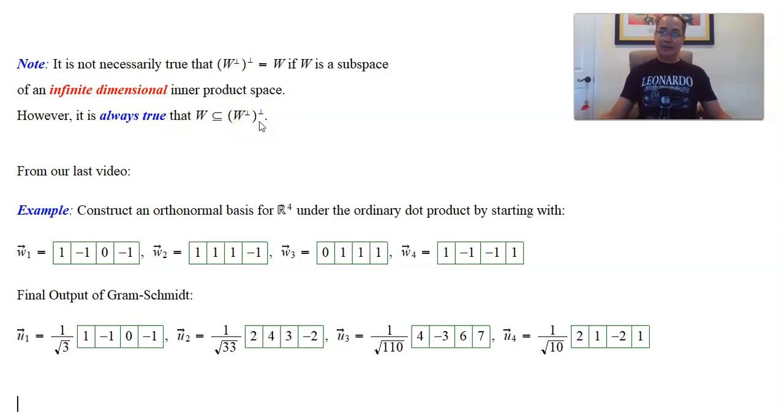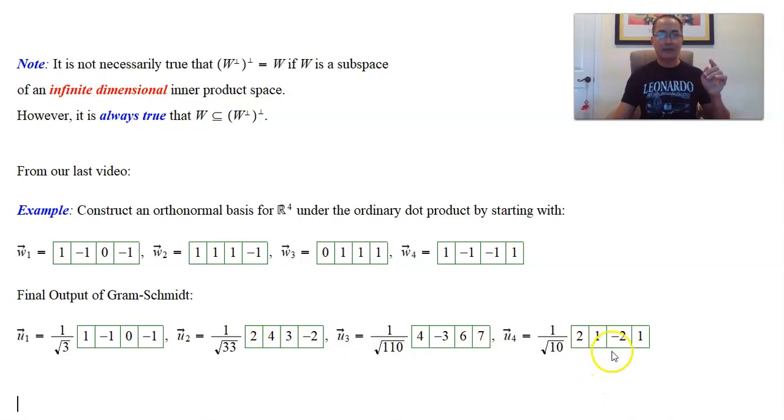Let's get on with our example, which we will recycle and extend from our last video. At the last part, we implemented the Gram Schmidt algorithm on these 4 input vectors. It took us about 20 minutes, I think. And the final output was these 4 unit vectors. And of course, they're mutually perpendicular to each other.